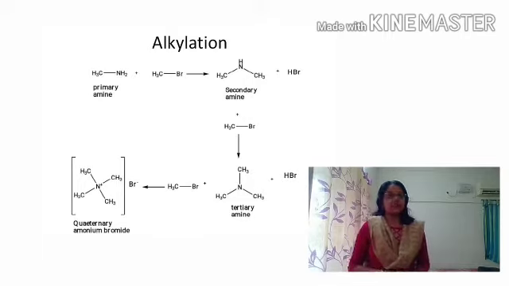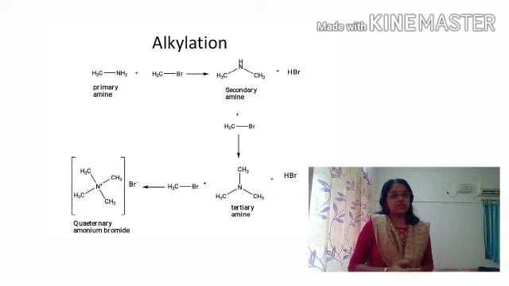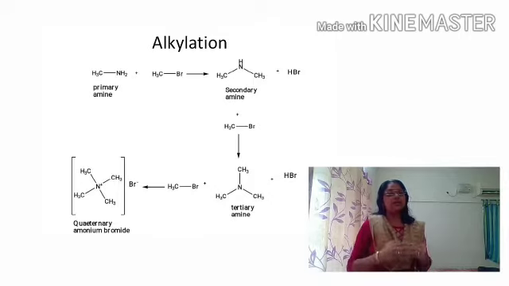Alkylation is the process or reaction in which an alkyl group is introduced into a given compound. Here our given compound is the amine. So let us discuss how the amine undergoes alkylation. Again, amines are primary, secondary, or tertiary. When a primary amine undergoes alkylation, it results in the formation of a secondary amine. That means a hydrogen atom from the NH2 is replaced by an alkyl group with the elimination of the hydrogen halide.